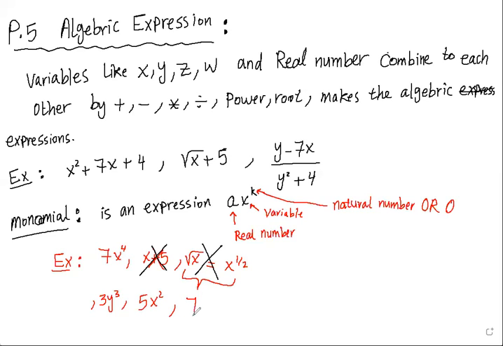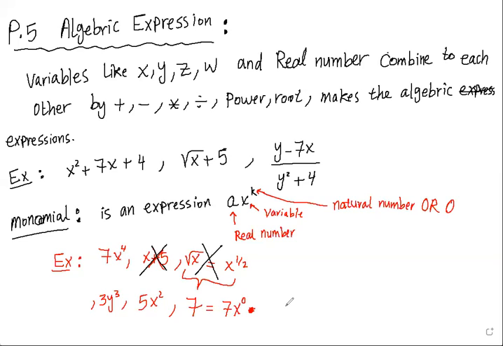What about the number 7? The real numbers, 7, 8, 20. Yes, it is a monomial. Why? Because 7 looks like 7 times x to the power what? 0. And the 0, here I said k, is a natural number or 0. 7 times x to the power 0 is equal to 7, because anything to the power 0 is 1. So this is 7 times 1, okay? So this is also a monomial.